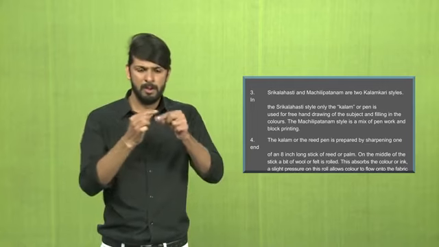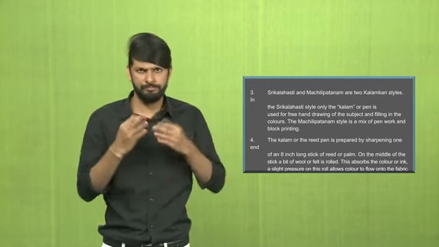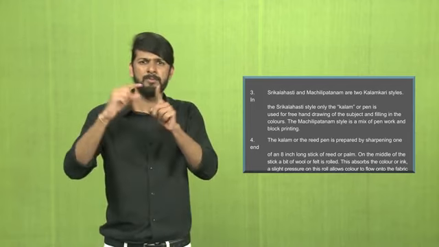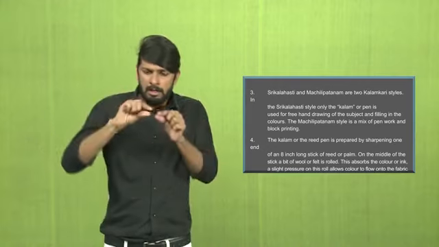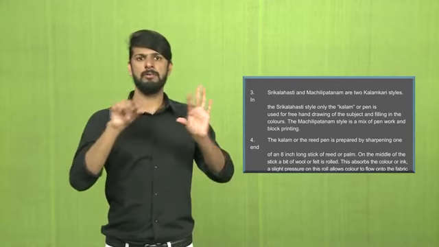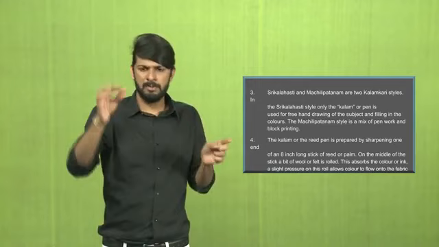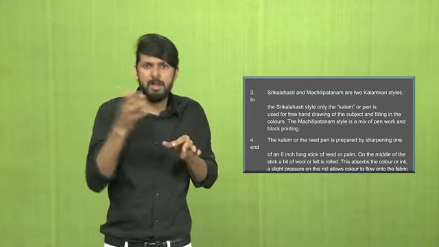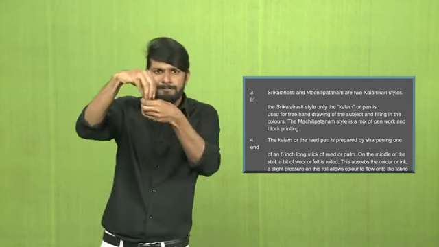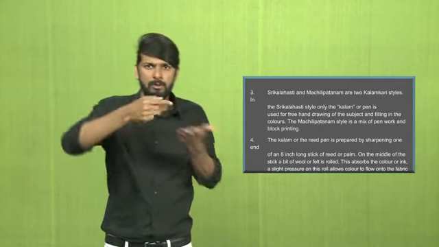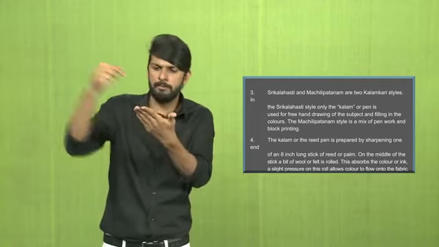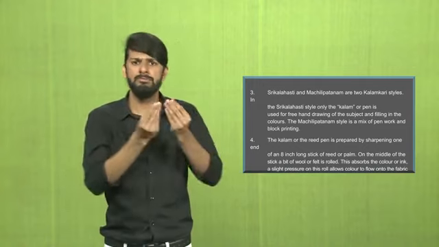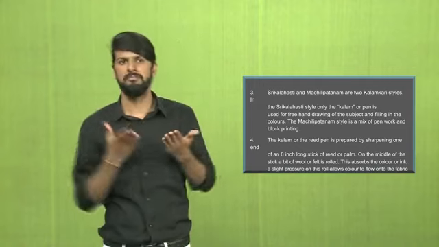Answer number 4. How do you prepare the kalam? The kalam is prepared by sharpening one end of an 8-inch long stick of reed or palm, and after sharpening one end, in the middle they would stick a bit of wool or felt or any cloth which absorbs a little bit of color, and then slight pressure on this cloth allows color to flow onto the fabric when it is painted.